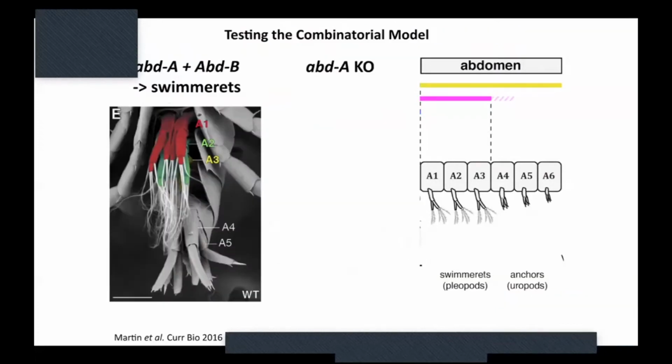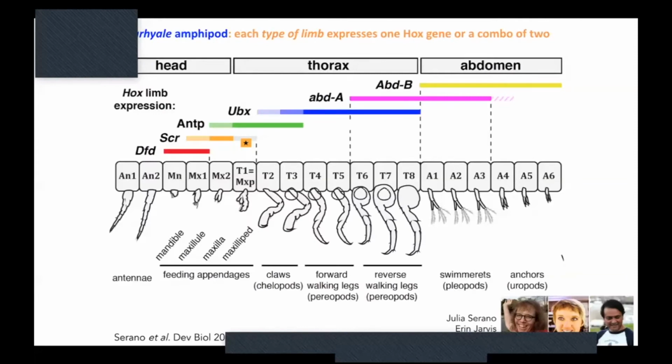So in the abdomen, for instance, you have 2 types of legs. We have the little swimmerets and we have the little anchors. Swimmerets anteriorly and anchors posteriorly. The swimmerets correspond to an area where you have 2 Hox genes expressed. You have abdominal B in yellow and abdominal A in magenta.